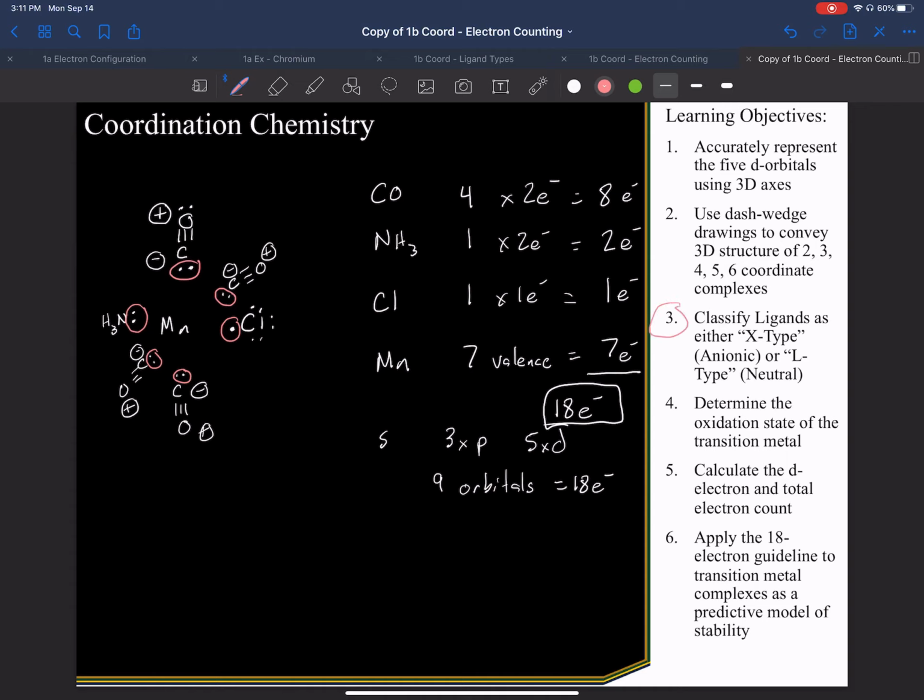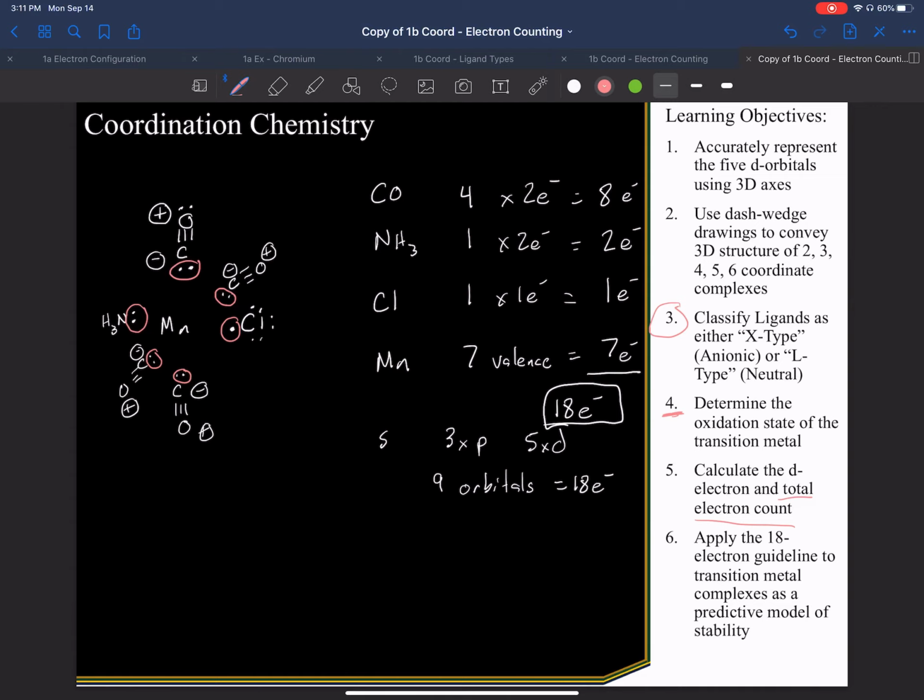Okay, so we can do electron counting, and we can figure out this total electron count. So let's look at what we've done so far. We've classified things as X or L-type ligands. You might see these referred to as anionic or neutral ligands. We'll get to that in a second. We've also figured out the total electron count, so we were able to count up the total number of electrons. So let's look at our other learning goals for right now. We need to determine the oxidation state of our metal.